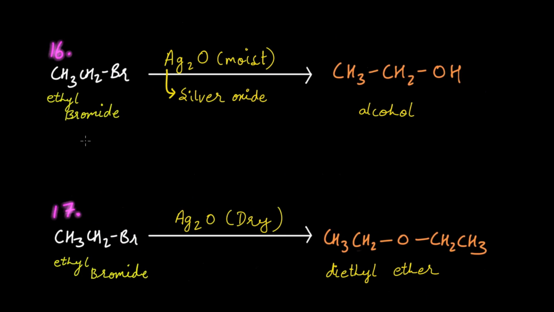Now the 16th reaction, when ethyl bromide is treated with silver oxide, you will get alcohol. Now in both the 16th and 17th reaction, our reactant is same, reagent is also same, but the condition is different. In the first case, when moist silver oxide is taken, you will get alcohol. If dry silver oxide is taken, you will get diethyl ether. So remember these two different products on the basis of different conditions. Let's move to the next.